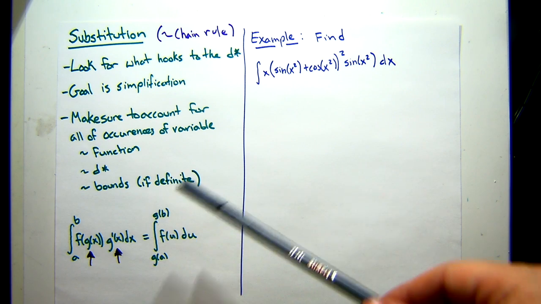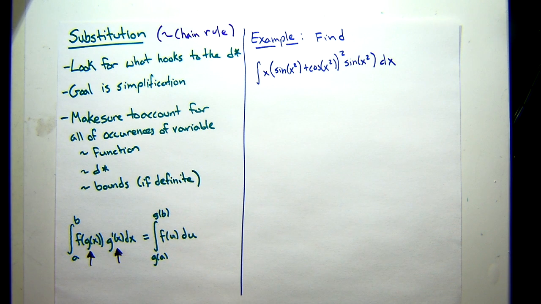Okay, and then the last word of warning: make sure you account for all the occurrences when you make a substitution. Make sure you get your function, make sure you get your d, whatever your variable is, and make sure you get your bounds. Don't forget to update your bounds. The people who grade this exam are going to be told to be very picky. If you change your variable and you do not change your bounds, you will lose points. Hopefully just 1 point, but possibly several. So keep updating.